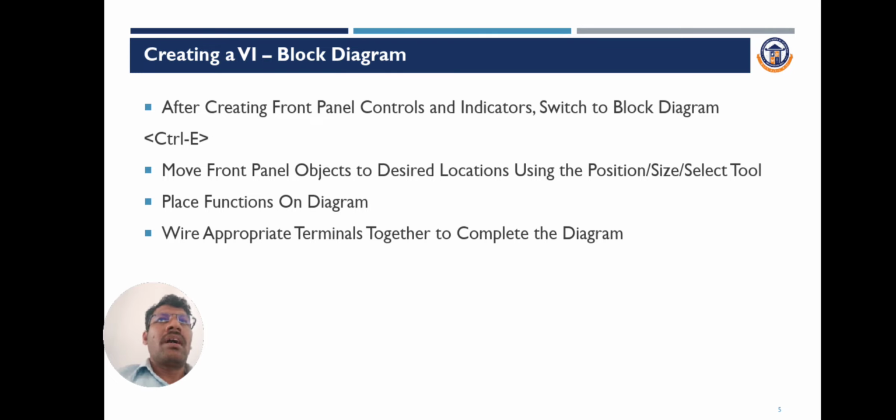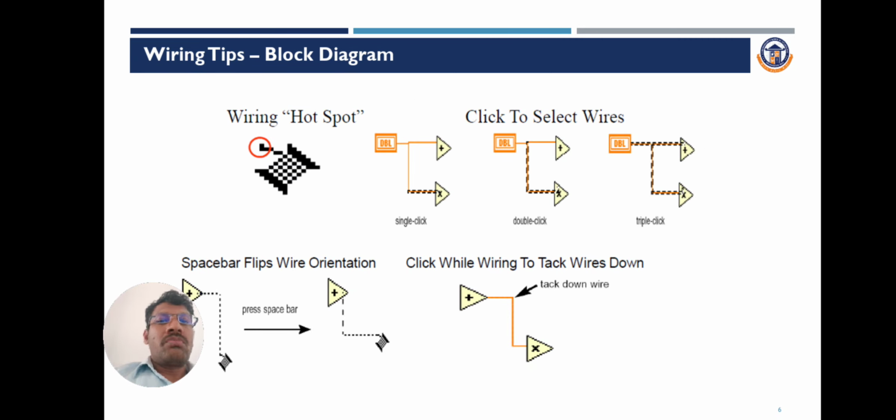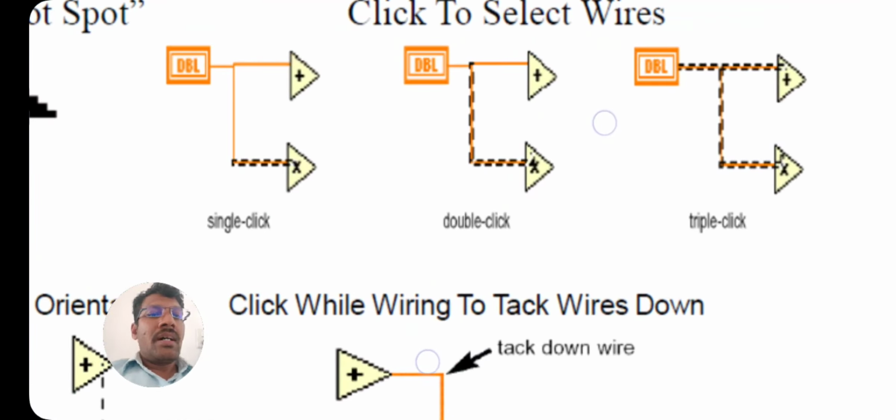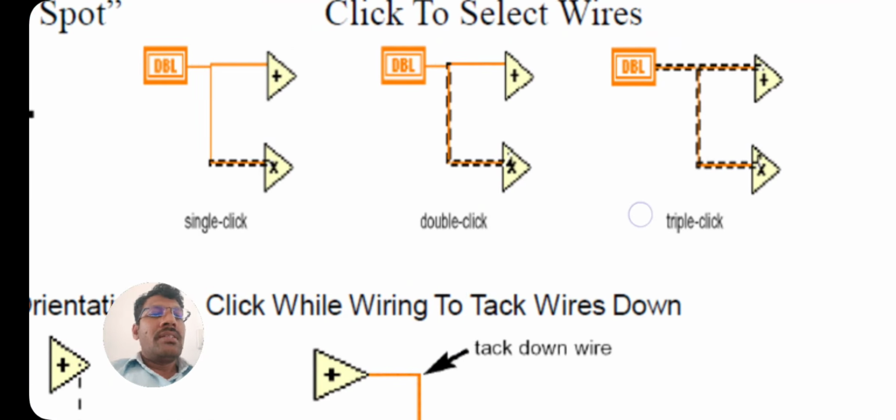So these are connected by the wires. So this is what wiring tips. Wiring will look like in three types. One is that if we single click the mouse button, this type of wire will appear. When we double click the wire button, this is what different alignments of wires.